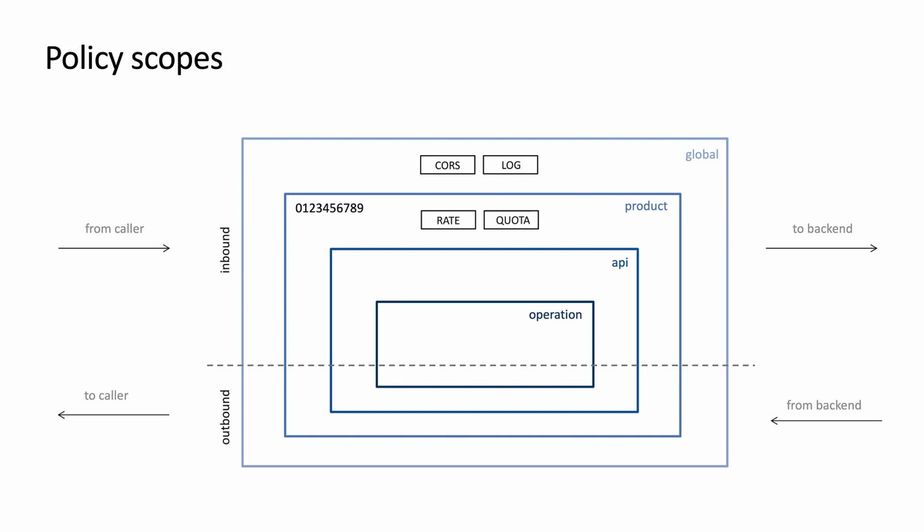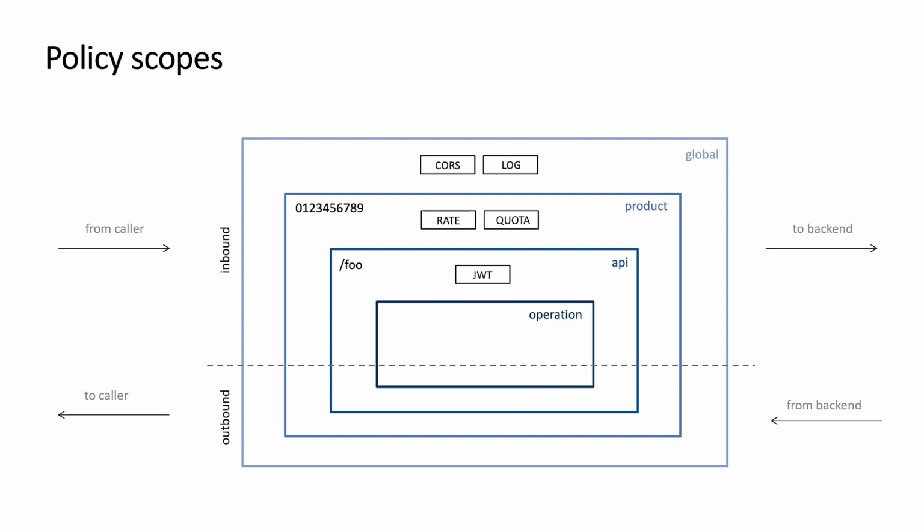The next scope to consider is the product. A product is nothing more than a logical collection or grouping of APIs. APIs can be associated with multiple products. It's here that we think about rate limits and quotas. We might even create products that resemble a certain level of membership. Think bronze, silver, and gold status, for example.